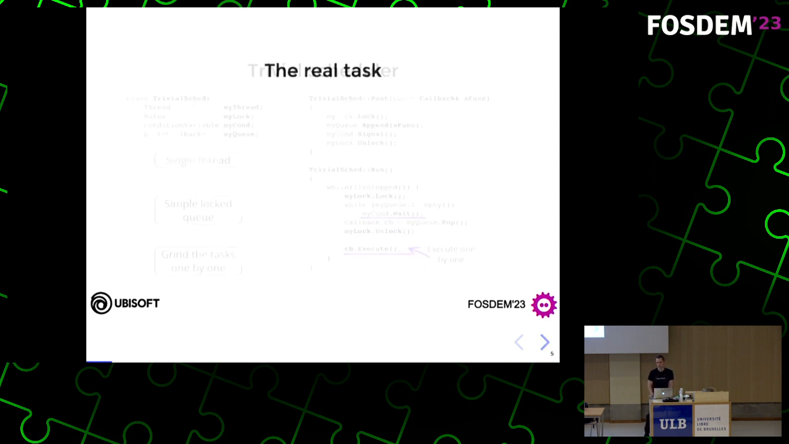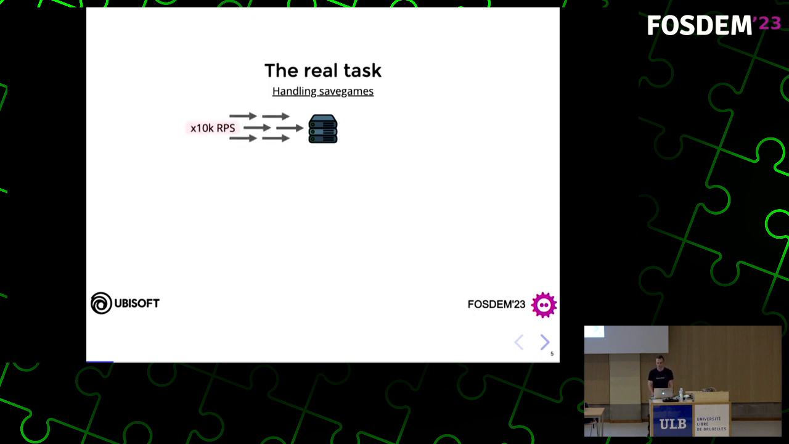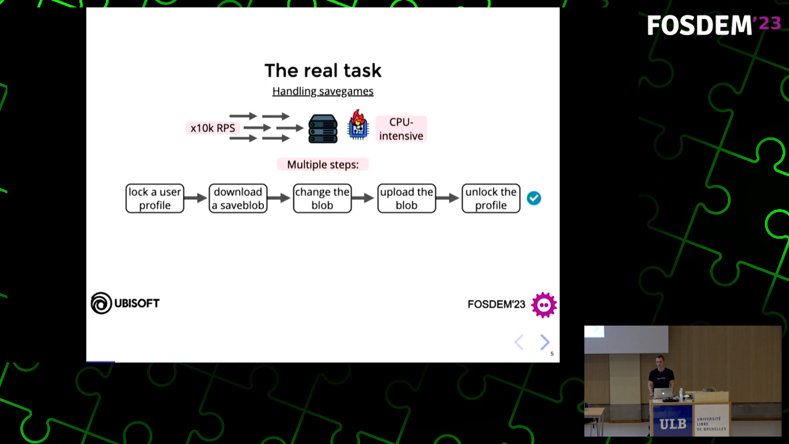Now let's see if such a basic scheduler can solve a real task, which I had at Ubisoft. Here, tasks execute requests coming to a server, and they handle save game blobs. And there might be tens of thousands of those requests per second, and they are also CPU intensive. So every task might take milliseconds of pure CPU time.